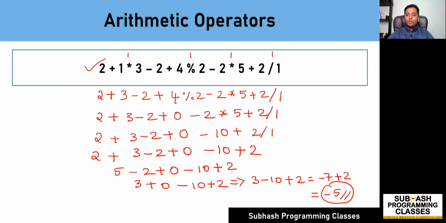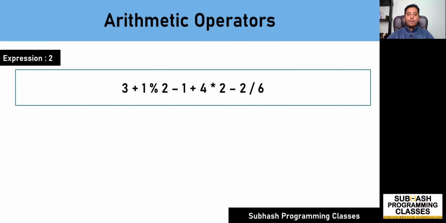So I think we should work out one more example so that you understand it better. I have another expression: 3 plus 1 modulo 2 minus 1 plus 4 multiplied by 2 minus 2 divided by 6. In this expression, as we know, who has the highest priority? Modulo has the highest priority, star again has the highest priority, and the division operator also has the highest priority. It means we have 3 operators in this expression which have the highest priority.